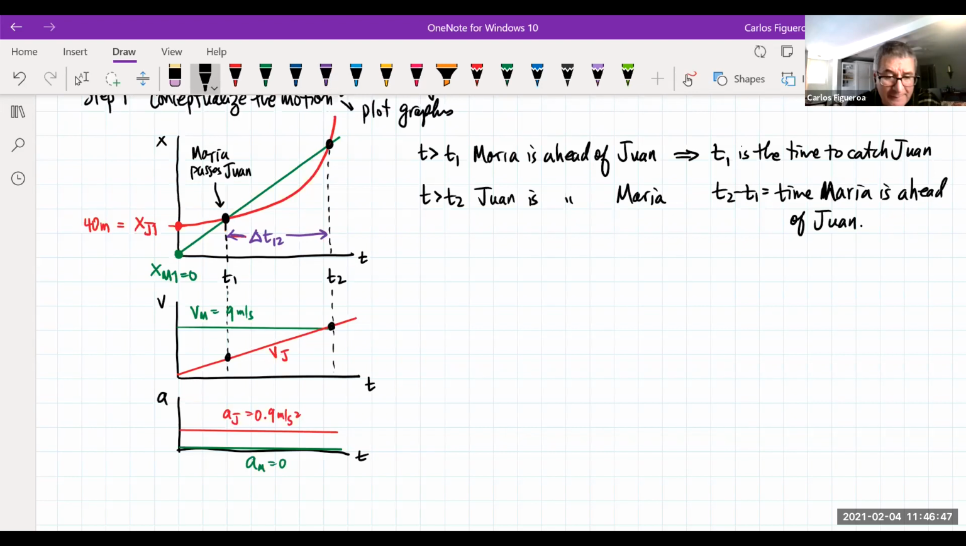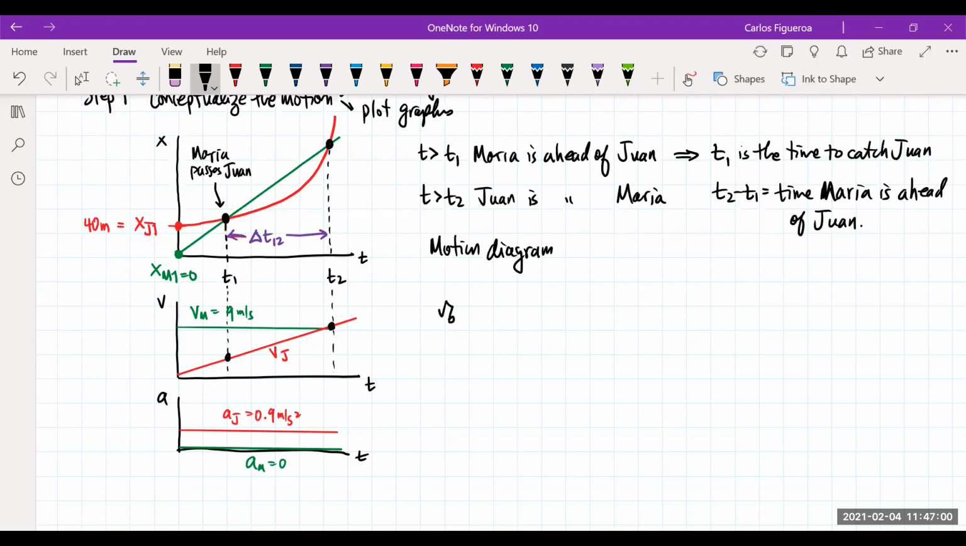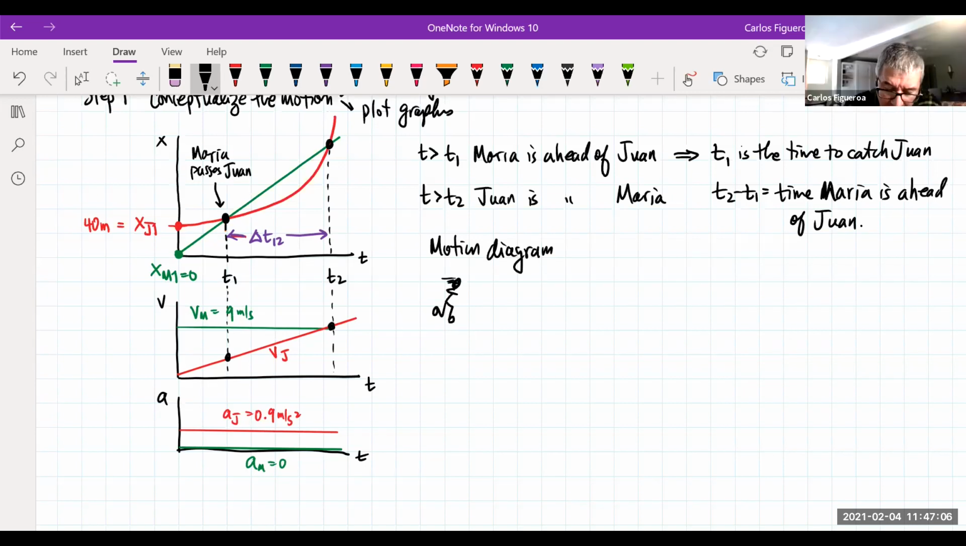So a motion diagram, you know, it's not so great here. If I was to draw a motion diagram, how would I draw this to actually visualize what's going on? Well, for starters, we have Maria running, and we know that her speed is 9 meters per second, and we know that her acceleration is 0. But she starts off at the origin.